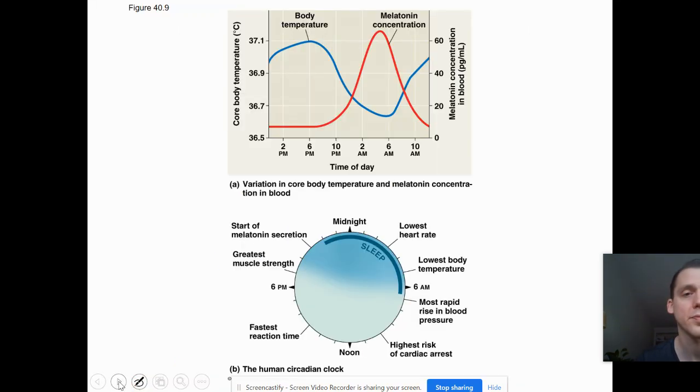So, for example, we have a pretty typical circadian rhythm with our body temperature, with melatonin concentrations. This is a hormone related to feeling tired. But in the winter, when the nighttime is longer, and in the summer, when the nighttime is shorter, our circadian rhythm is going to adjust a little bit to deal with those changes.